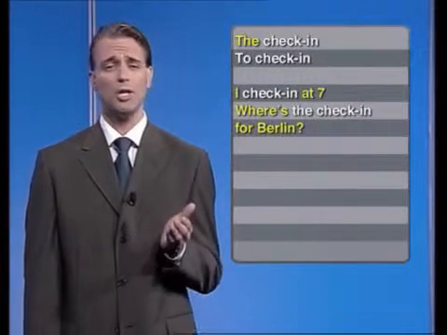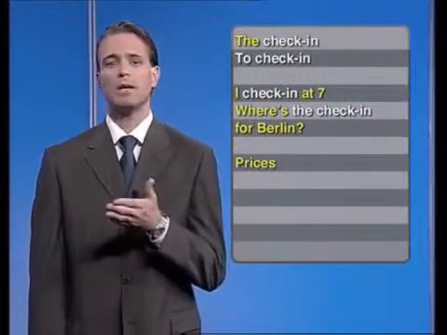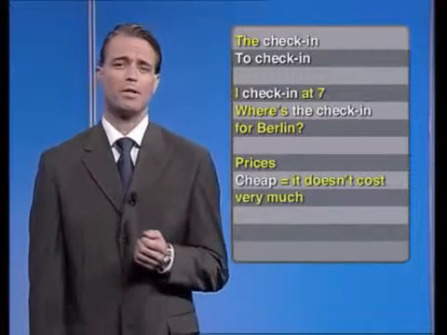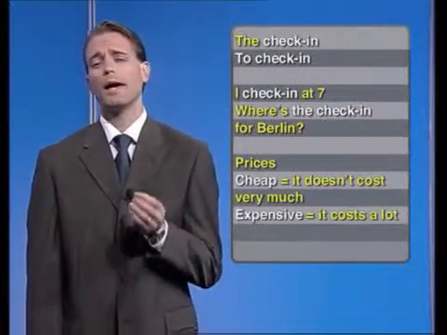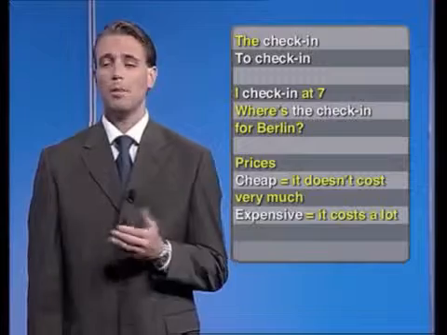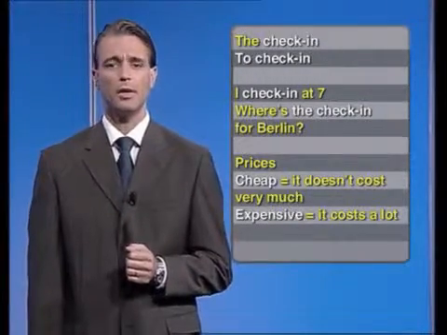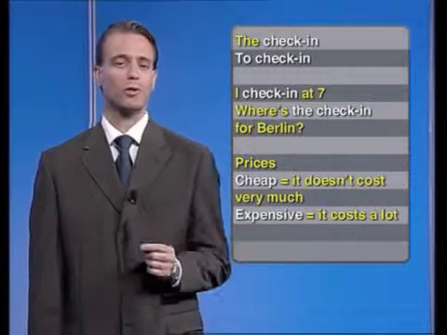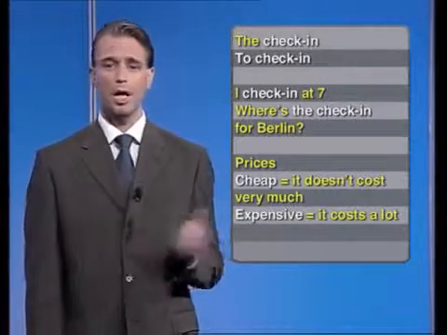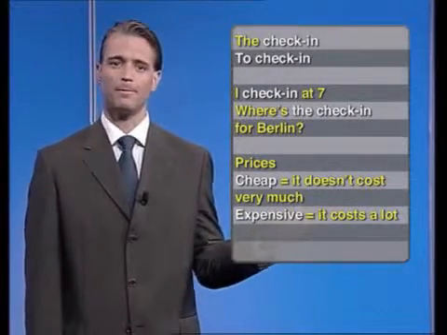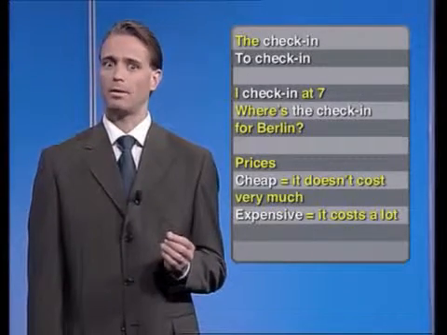When we talk about cheap prices, we mean it doesn't cost very much, and expensive means it costs a lot. My ticket to Berlin is 600 euros. It's expensive. Your ticket is 100 euros. It's cheap. Her ticket is 30 euros. That's very cheap.